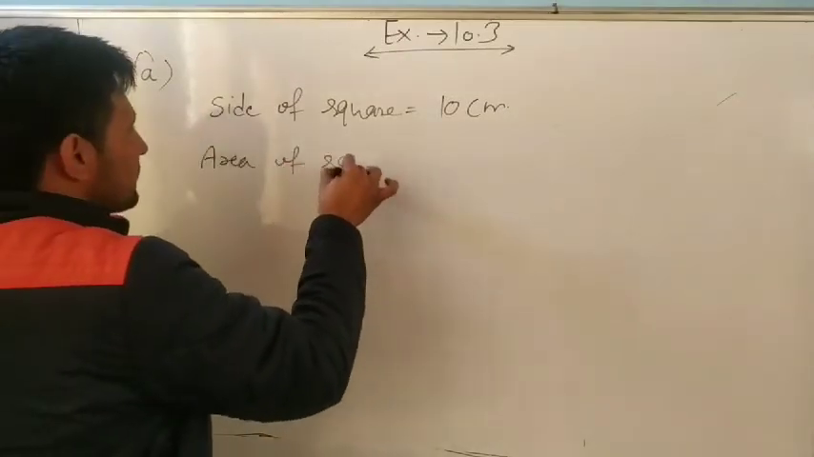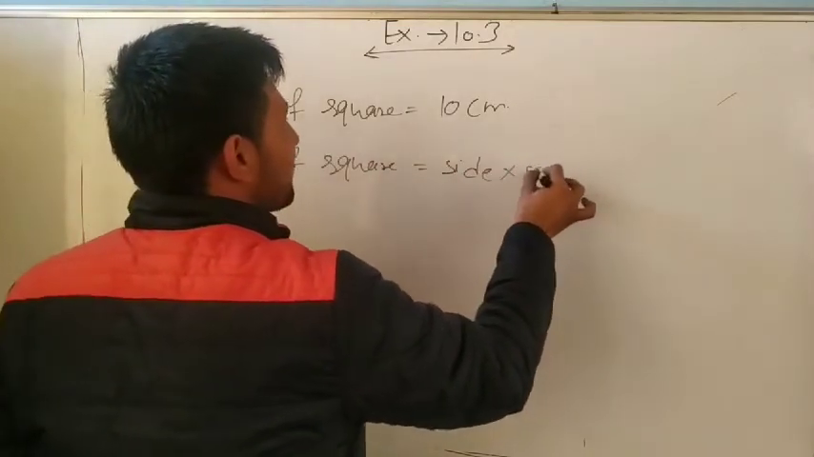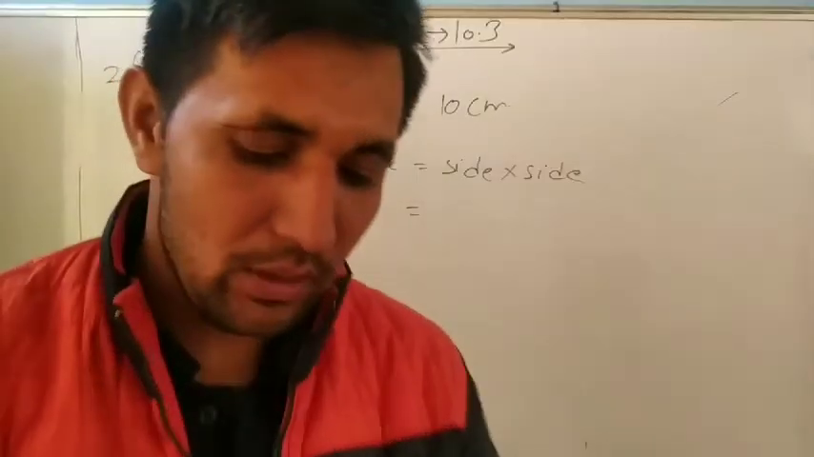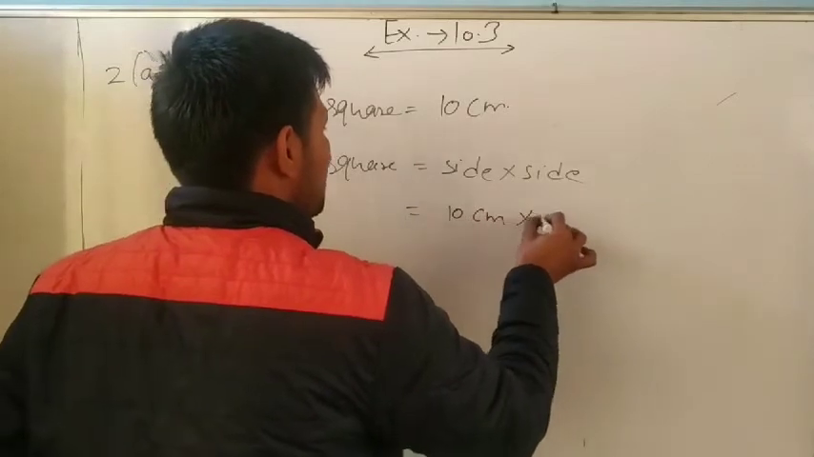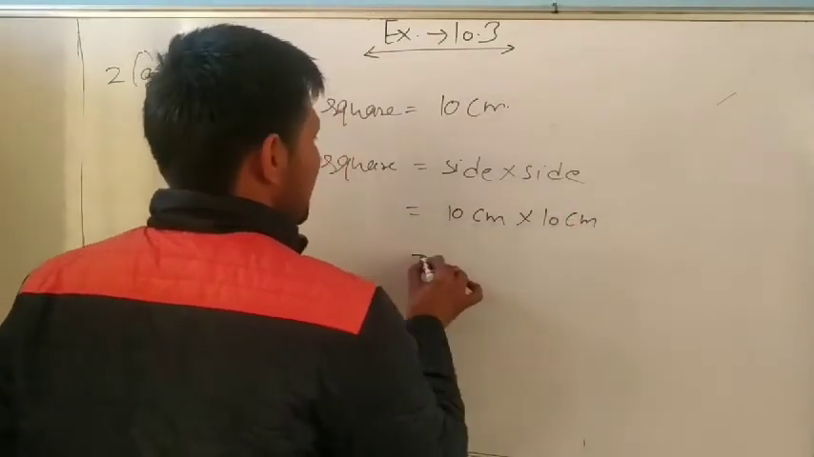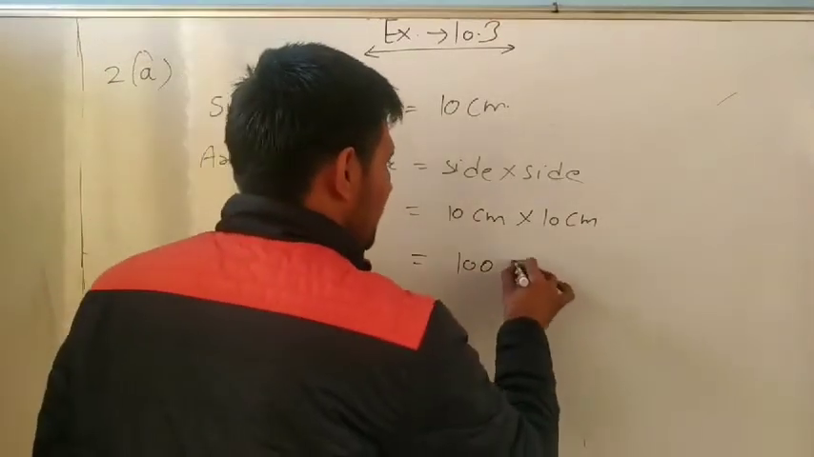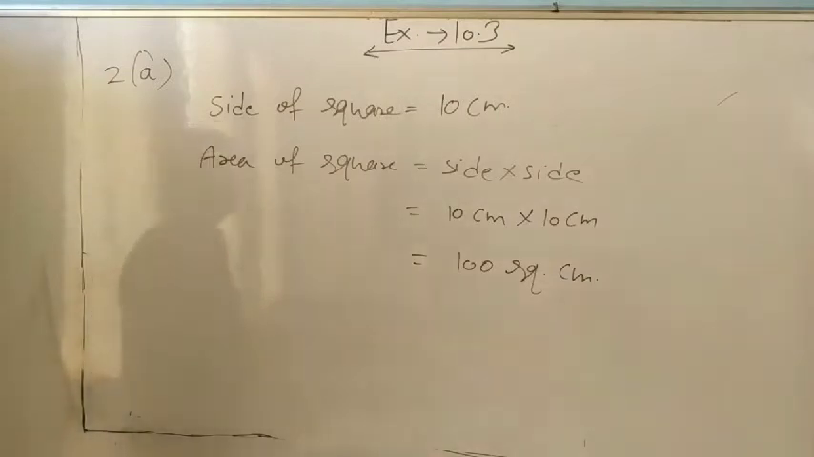Area of square, everyone knows the formula: side multiply side. In every question you will write the formula. Understand? So side into side, 10 centimeter multiply 10 centimeter. 10 into 10, 100. And area is always in square. Square centimeter. It is your answer. Understand or not? It is very easy.